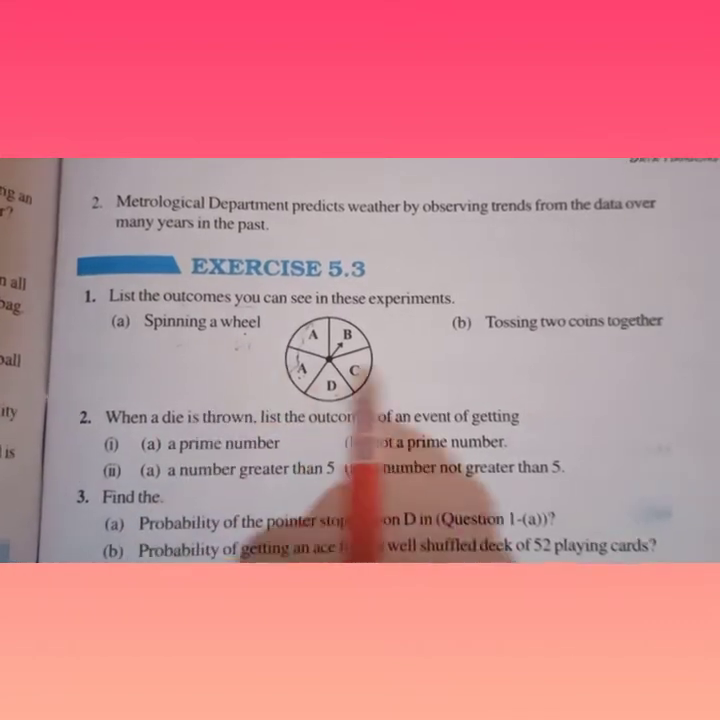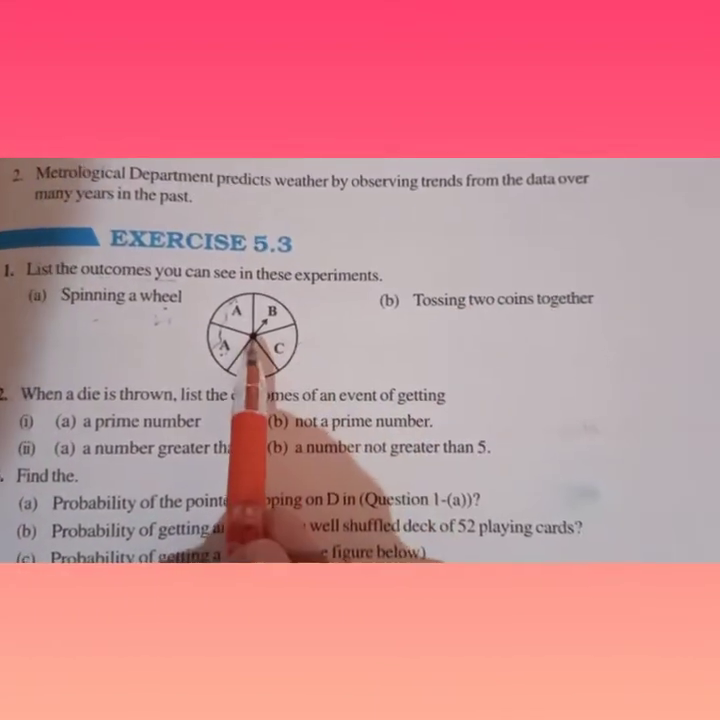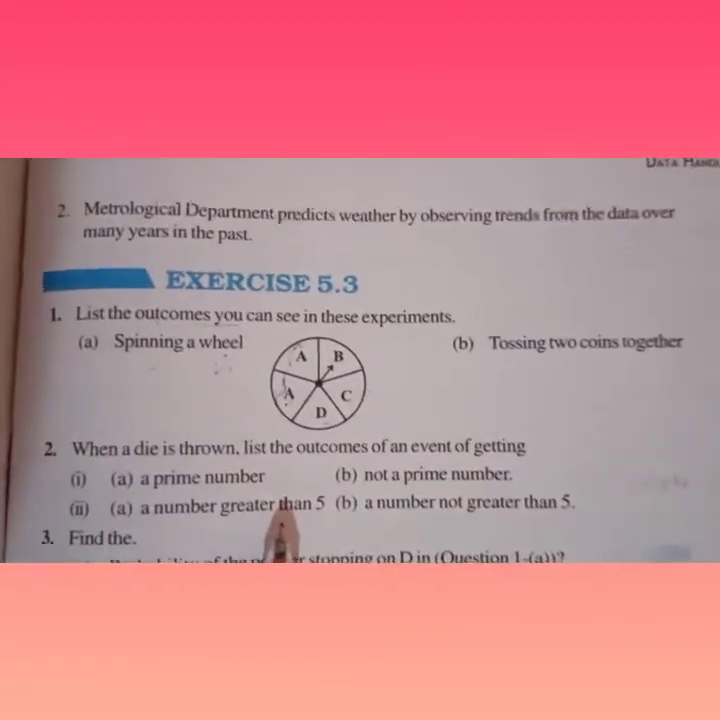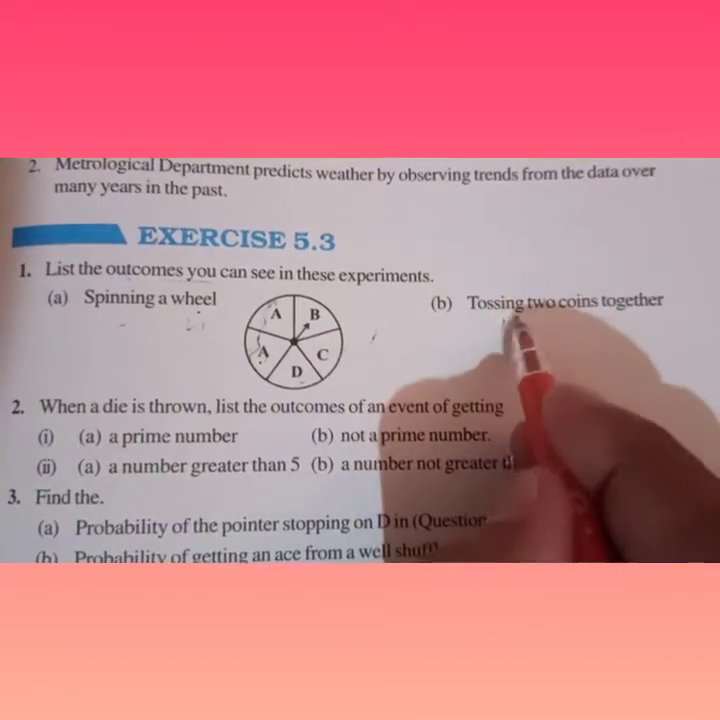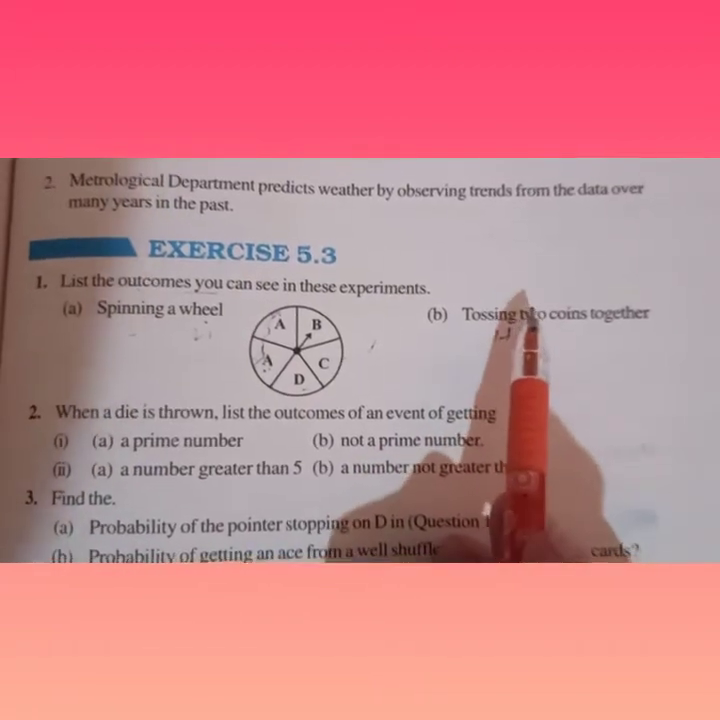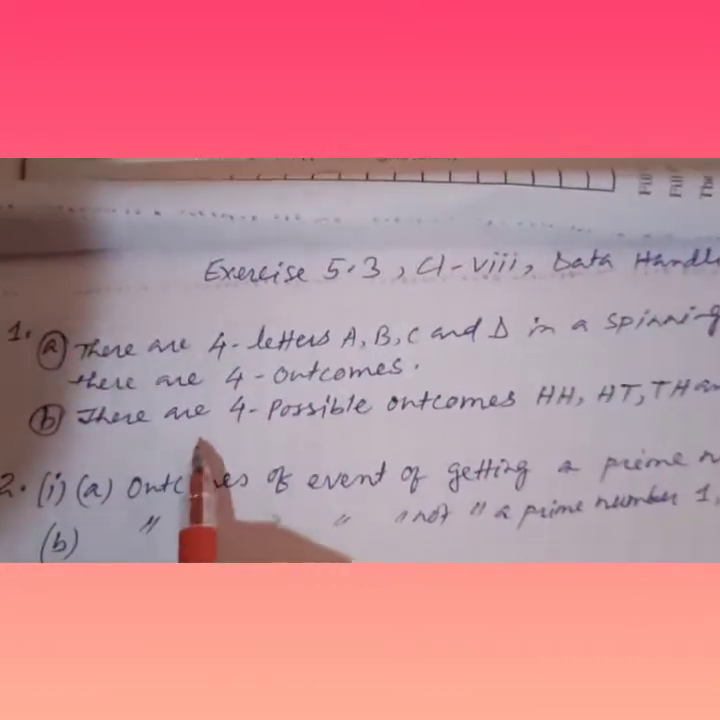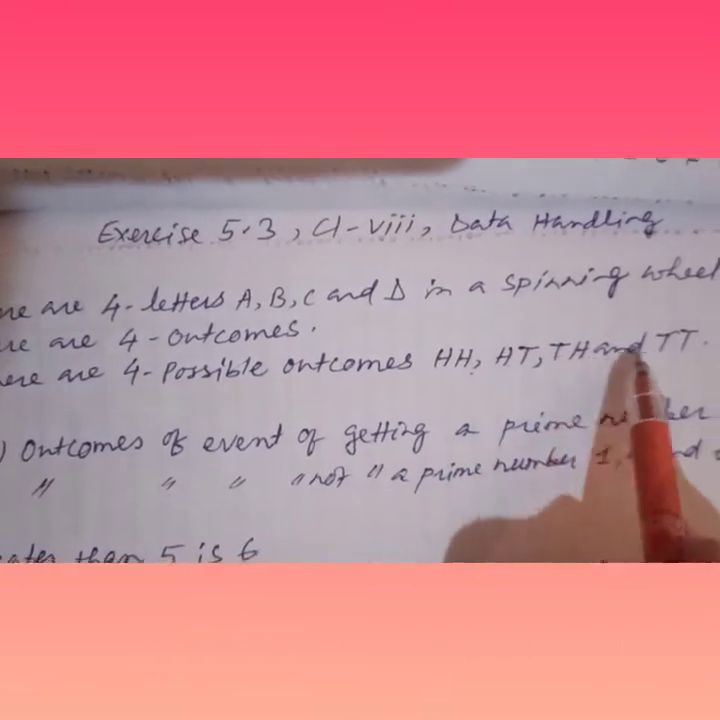Then next, tossing 2 coins together, and here also 4 possible outcomes are there. Suppose two coins: in these 2 coins, one will be head and another will be tail. So you can say 4 possible outcomes are there, and you must write it like this. There are 4 possible outcomes, that is head, tail, head, and tail.